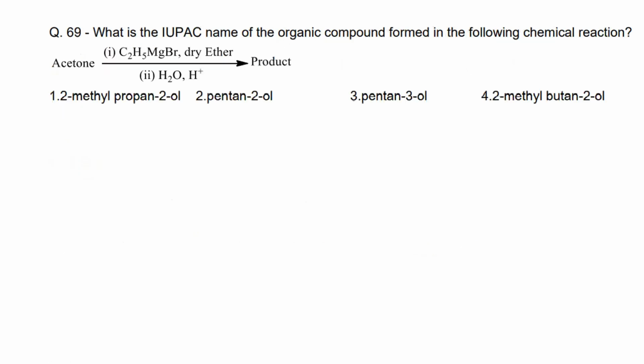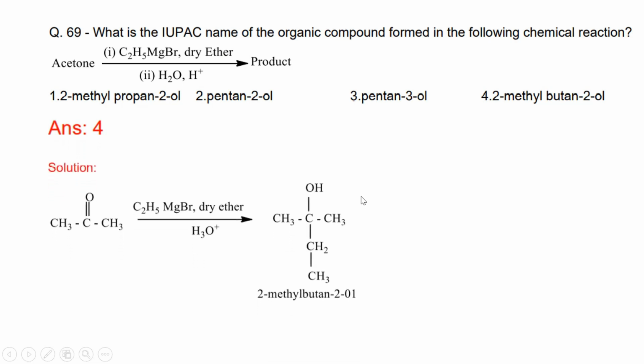Next question number 69. What is the IUPAC name of the organic compound formed in the following chemical reaction? Acetone with C2H5MgBr in ether, followed by acidic hydrolysis. So we'll get a tertiary alcohol definitely. Acetone is attacked by the ethyl carbanion, and based on that, you have to get 2-methyl butan-2-ol. That will be the answer. So option 4 will be the correct answer, and here is the solution.